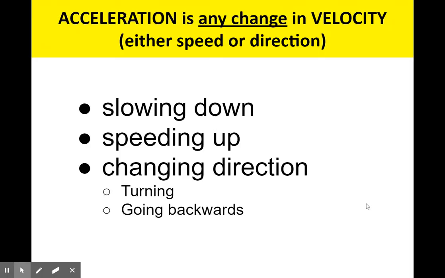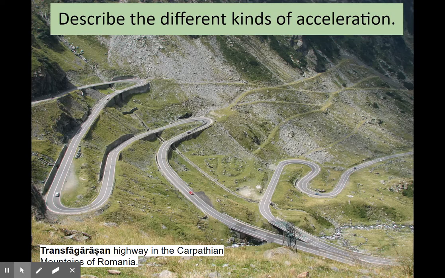So, summing up, acceleration is any change in velocity from either speed or direction. It can mean slowing down, it can mean speeding up, and changing direction. Changing direction means like turning or going backwards. So you could be slowing down so much that you go backwards, like if you've ever coasted your bike up a hill. You're going at a certain speed at the bottom, and as you go up the hill, if you don't pedal, you get slower and slower and slower, and then you stop and then you start going backwards. So that acceleration keeps going in that negative direction in that case.